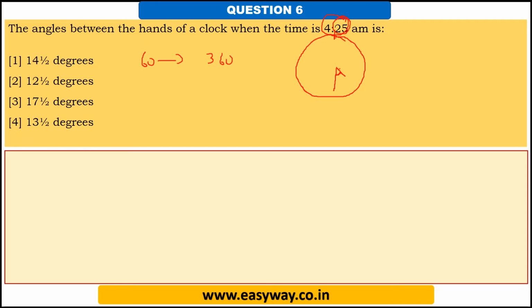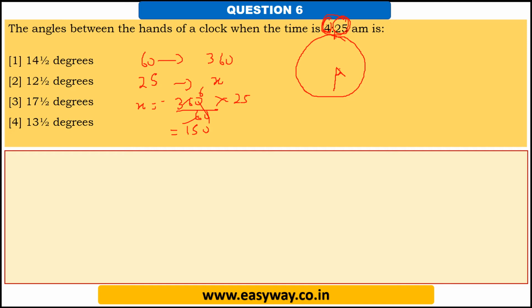So at 25 minutes it will cover, let us say, x degrees. So x will be 360 upon 60 into 25. 6 into 25 is 150. So the angle covered by the minute hand at 4:25 a.m. is 150 degrees. Next we have to find the angle covered by the hour needle. Now see, don't make the mistake of calculating at 4 o'clock only, because here it is 4:25. That means the hour needle will not be exactly at 4, it will be ahead of 4.